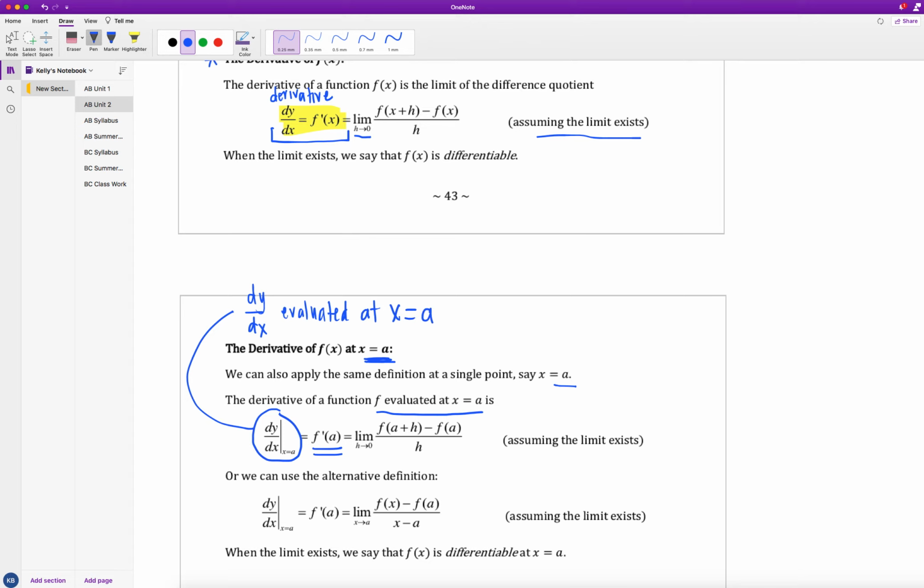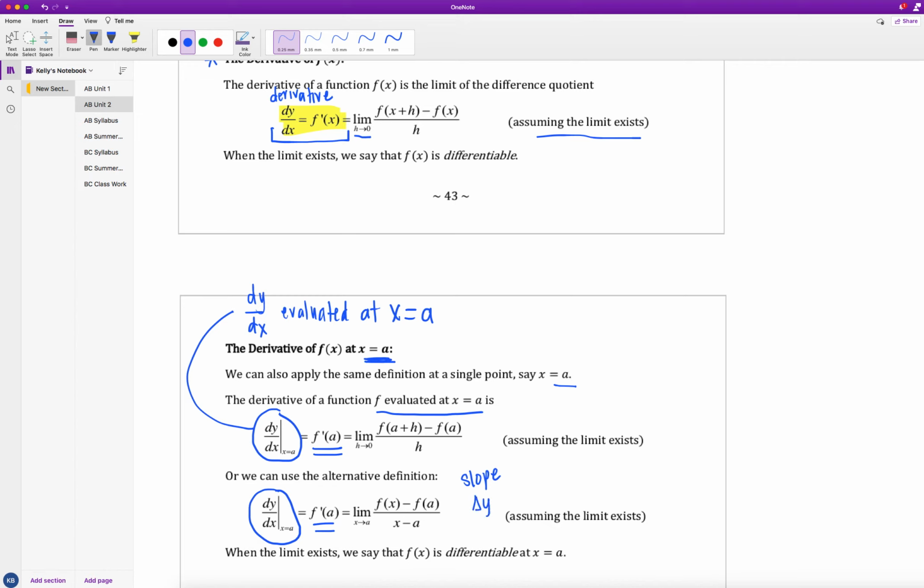Now we have our same limit here. We have the limit as h approaches 0 of now, instead of having x's in our difference quotients, we have a's. So f of a plus h minus f of a over h. Alternatively, we can use that kind of slope form of our difference quotient, and I could find, again, f prime of a or dy over dx evaluated at x equals a. Using the slope form of our difference quotient, we would get the limit as x approaches a of f of x minus f of a over x minus a.